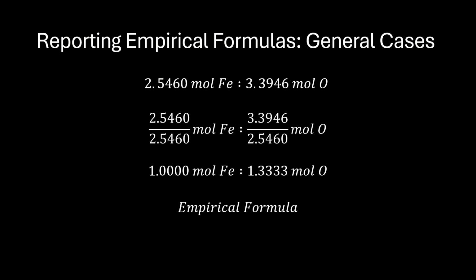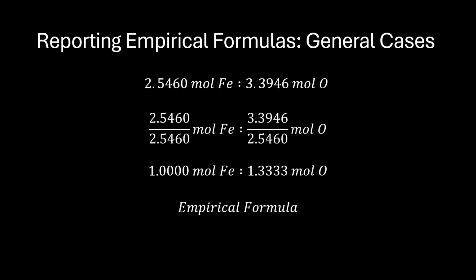Now, let's say another general case. Say after you had your gram amounts and you converted them to moles, we were left with 2.546 moles of iron per every 3.3946 moles of oxygen. Well, in that scenario, that will leave us with 1 mole of iron per every 1.3333 moles of oxygen.